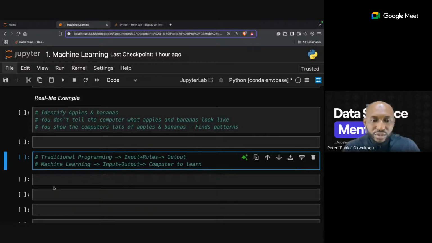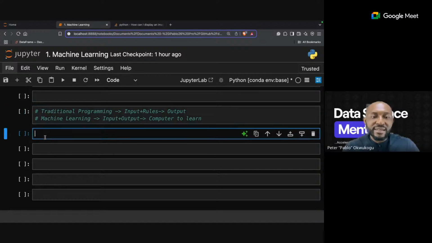Now, the next thing we want to do is look at the categories of machine learning. It's important that we share these categories. We have 3 categories, but we're just going to be looking at 2 categories, right? So here we're going to look at categories of ML.